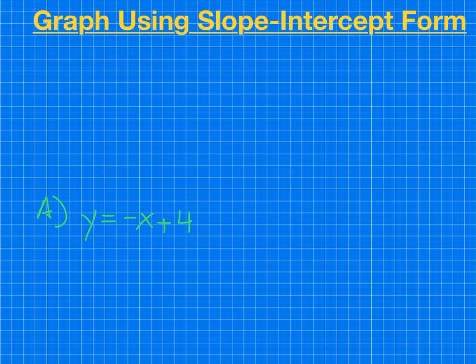So remember, slope-intercept form looks like this, and this is something we've seen before. y = mx + b. Basically, slope-intercept form is when we have y isolated on one side of the equation. Remember that m represents the slope and b represents the y-intercept.